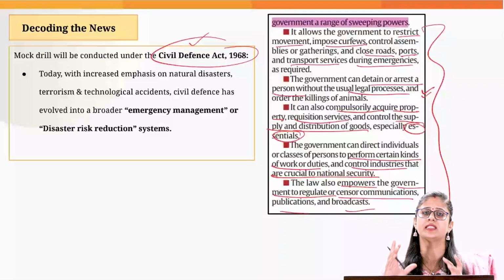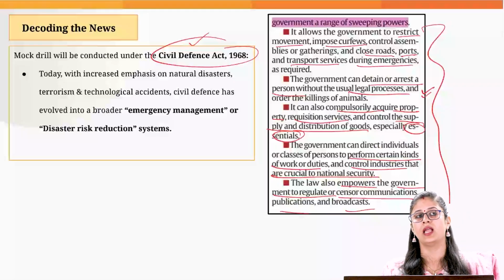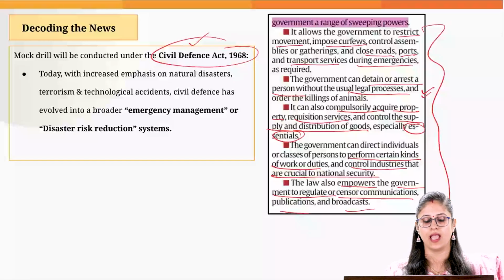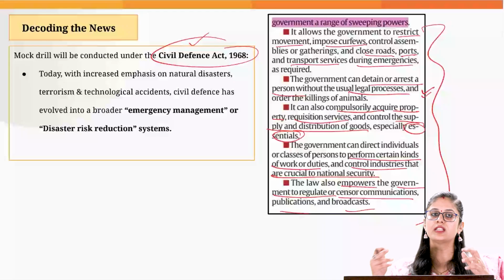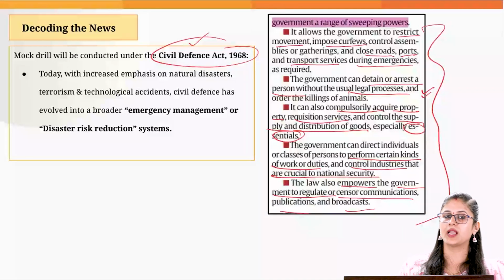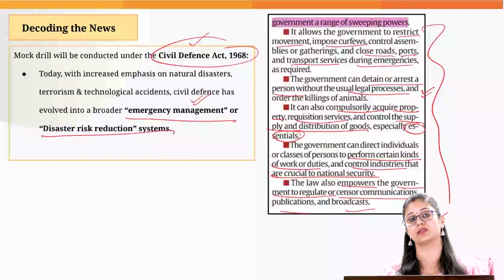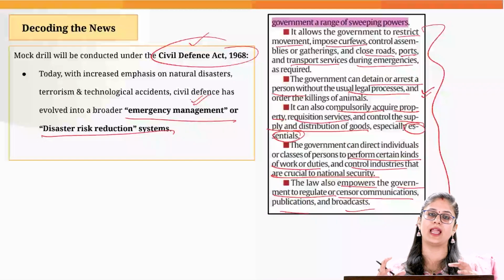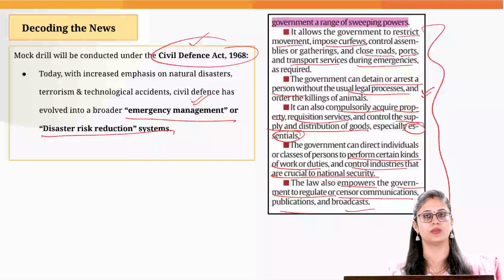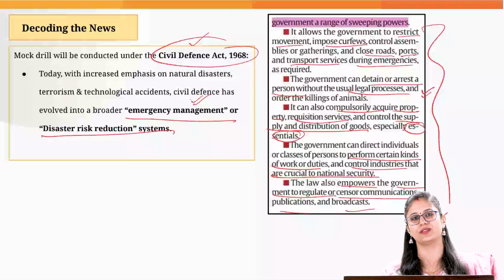Now, why is this civil defence mock drill relevant? As societies are witnessing extreme weather events, and as we are witnessing a rise in terror-based incidents, such mock drills are becoming more and more important. They work as emergency management and disaster risk reduction systems. So in the light of extreme weather events and increasing terrorist attacks, such mock drills become all the more relevant and crucial. That's all that we need to know with regard to this particular topic. Let's move on to the next one.